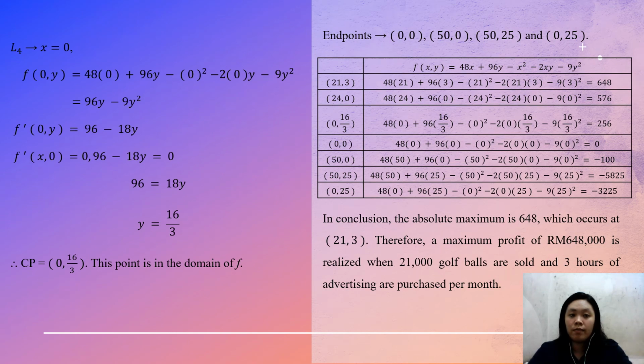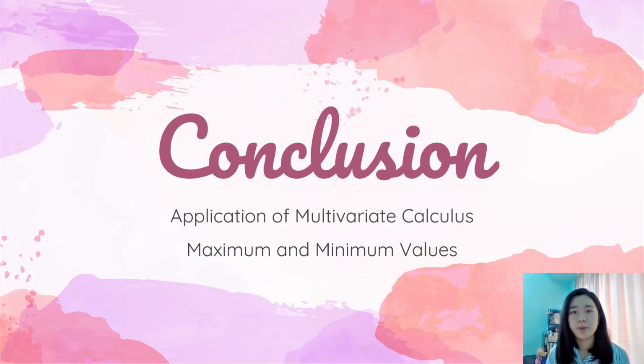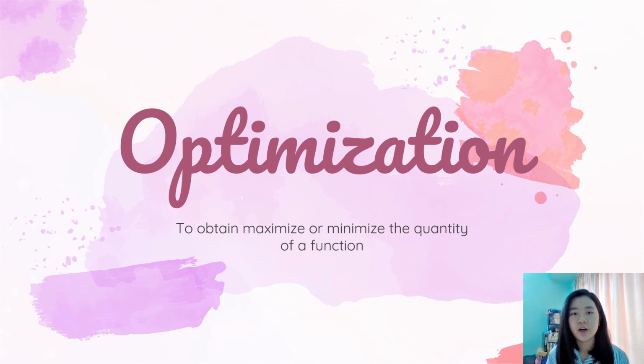So moving on, I will be presenting the conclusion for our group project, which is the application of multivariate calculus in maximum and minimum value. In our group report, optimization is the main topic that has been discussed. Optimization theory can be implemented in different fields in order to maximize or minimize the quantity of a function.